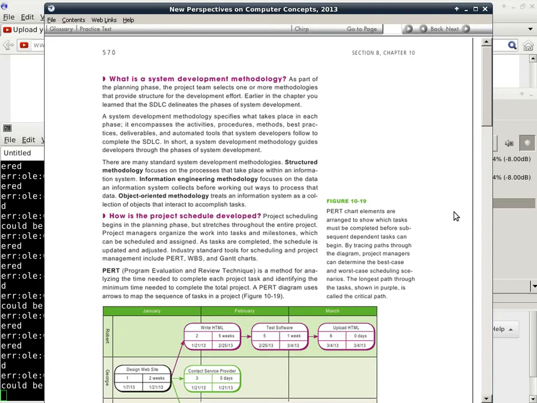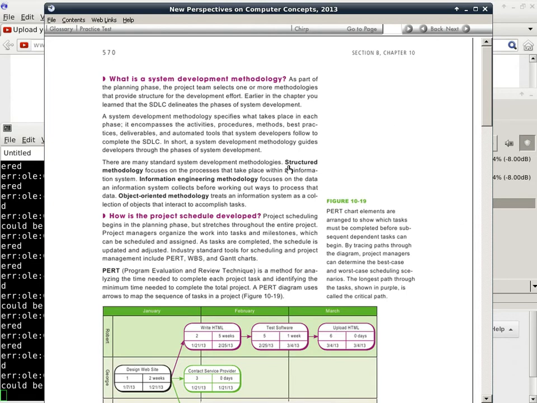So there's a model called RAD, Rapid Application Development. The conventional way of doing things is actually called the waterfall method, because it's step, step, step, step. So it's called a waterfall methodology.